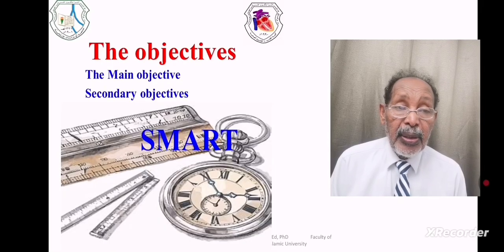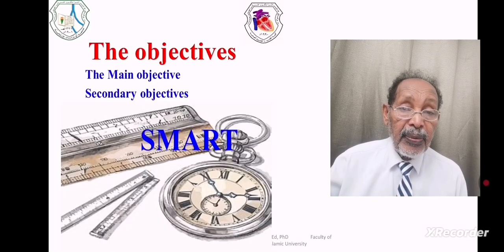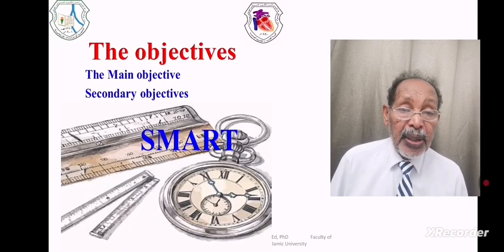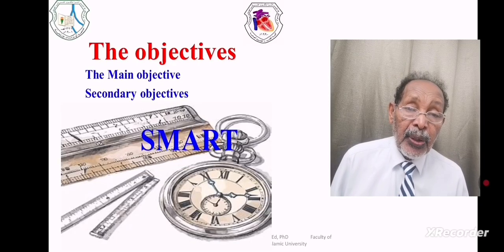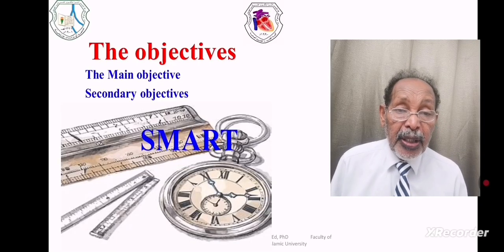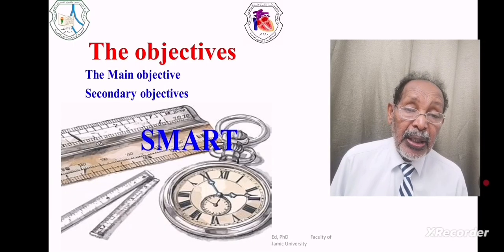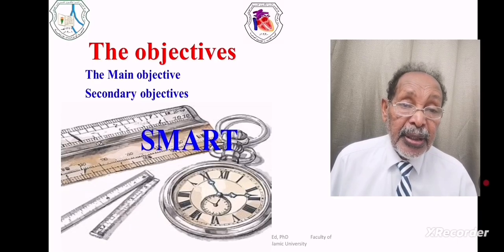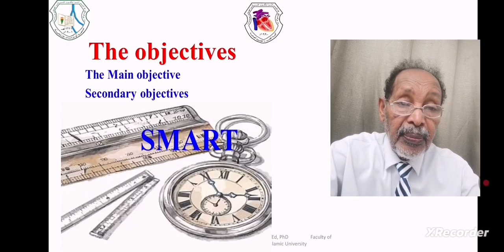The objectives: usually there should be a main objective, and there could be other secondary objectives derived from the main objective. But all of them, main and secondary objectives, each one should be SMART. SMART is an acronym. S stands for specific, M for measurable, A for attainable or achievable, R for relevant or reliable, and T for a time limit to complete that study.